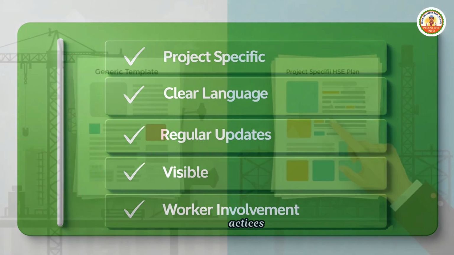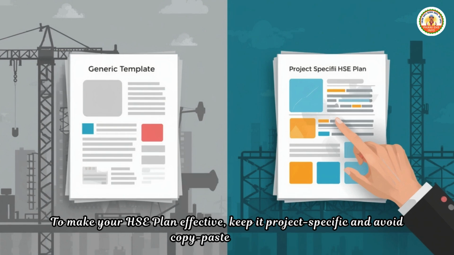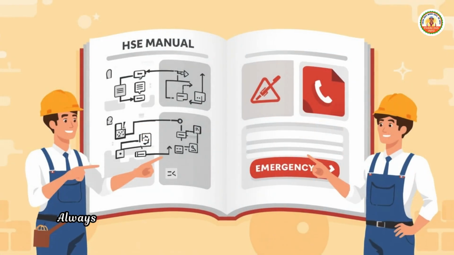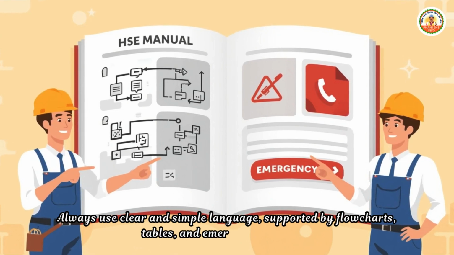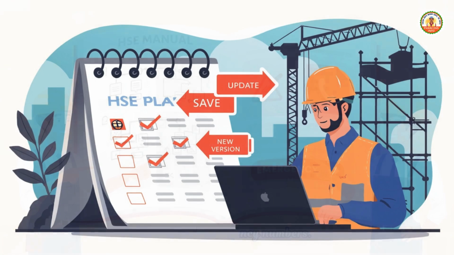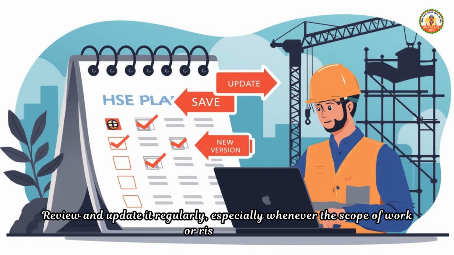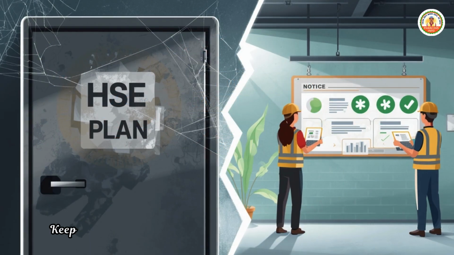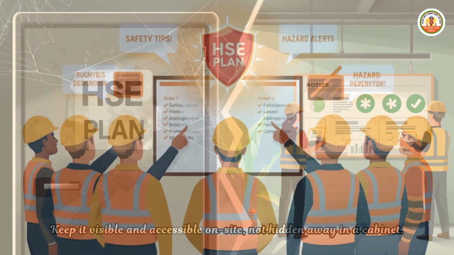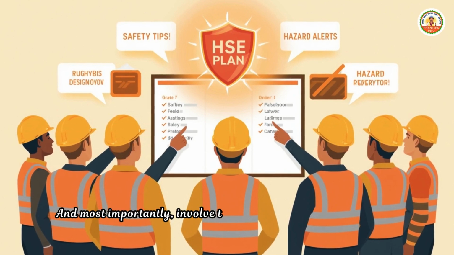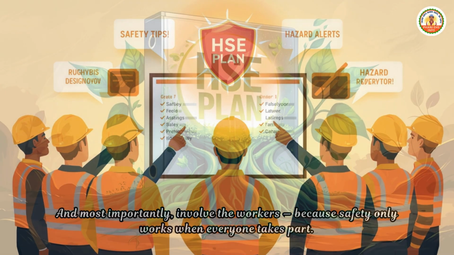Best practices. To make your HSE Plan effective, keep it project-specific and avoid copy-paste templates. Always use clear and simple language, supported by flowcharts, tables, and emergency numbers. Review and update it regularly, especially whenever the scope of work or risks change. Keep it visible and accessible on-site, not hidden away in a cabinet. And most importantly, involve the workers, because safety only works when everyone takes part.